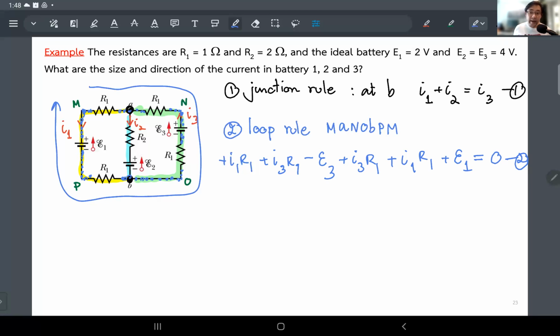Well, that's not enough because you have three unknowns. Just pick one more loop, any loop. So let's try the right loop, shall we? Let's do that right loop over here. So look at the loop A, N, O, B, A. You can do counterclockwise too if you like. I mean, it doesn't matter. It's just like multiplying a negative to the whole equation.